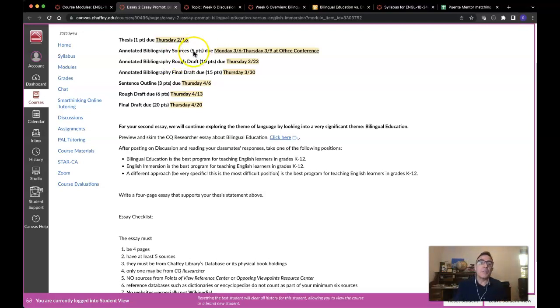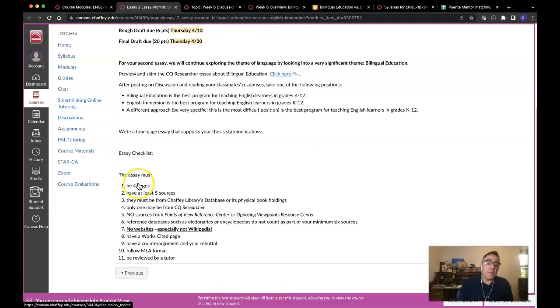So there are lots and lots of points along the way. And that's because it's important for us to value process. That's how we get better. And anyway, we've got, of course, some requirements here at the bottom: 4 pages, at least 5 sources. And we'll talk a little bit more about that in detail.